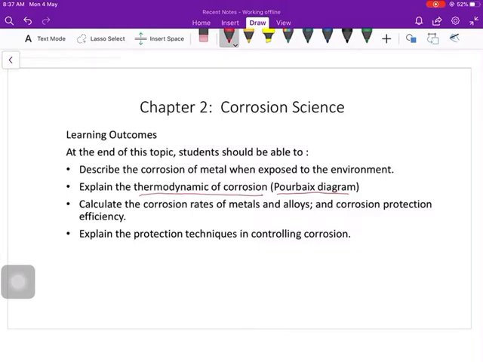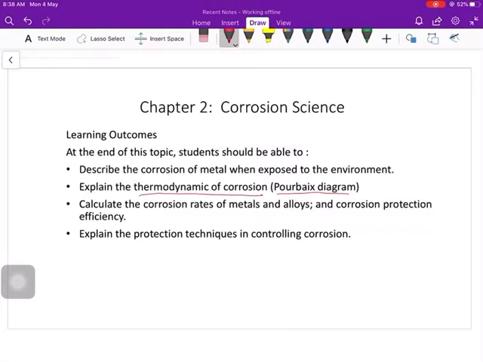So Pourbaix diagram is about thermodynamics of corrosion. One of the limitations of Pourbaix diagram is that there is no information on kinetics. Kinetics is the rate of corrosion. You do not know how fast or how slow the corrosion will take place.